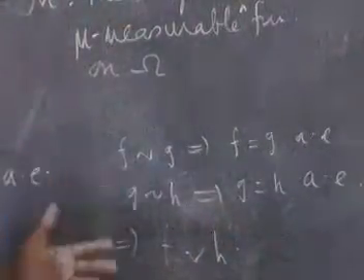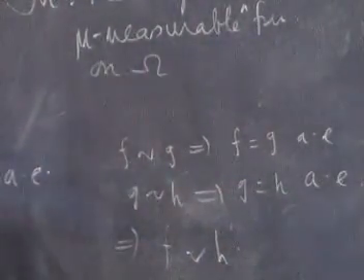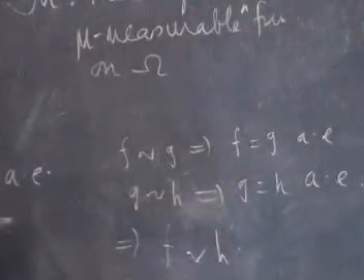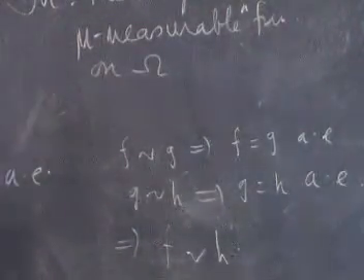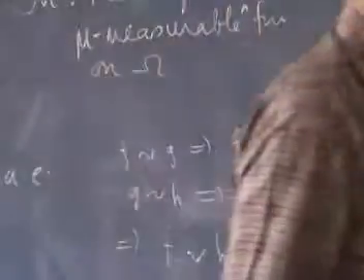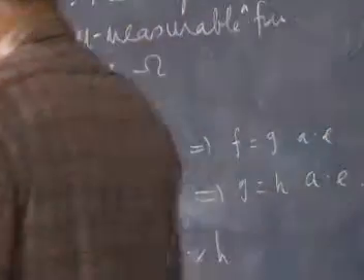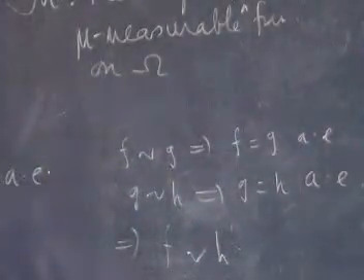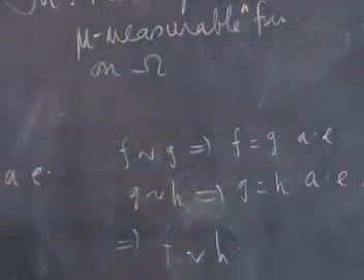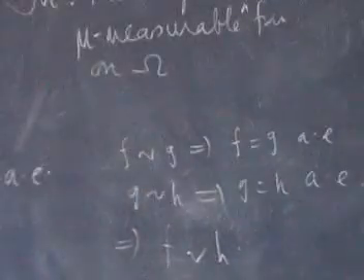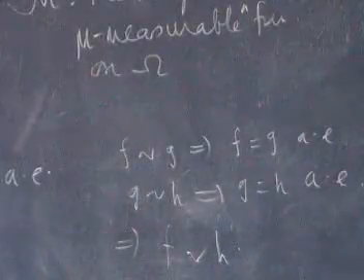This is the transitivity. And if F is equal to G almost everywhere, G is equal to F almost everywhere. So symmetry is also there. So it's automatically an equivalence relation. This is just to formalize this thing. Then whenever you have an equivalence relation on a set, it immediately introduces a partition.